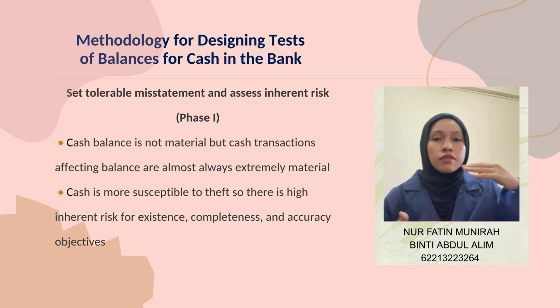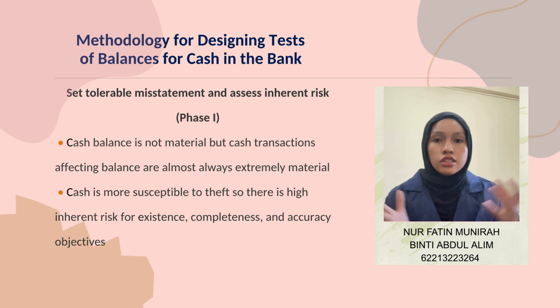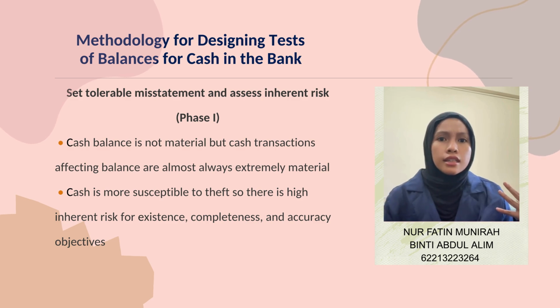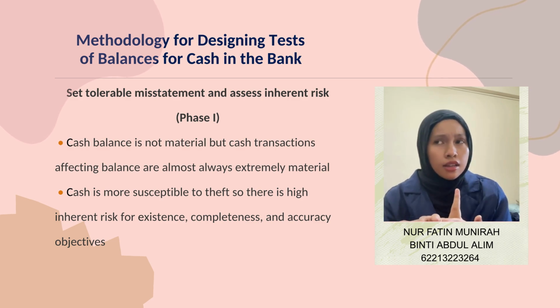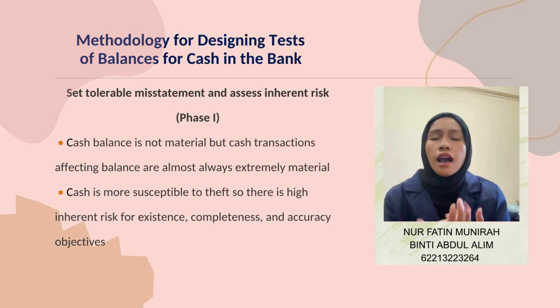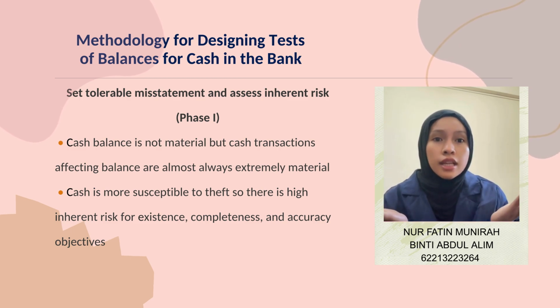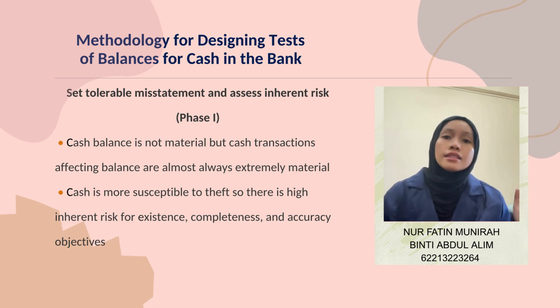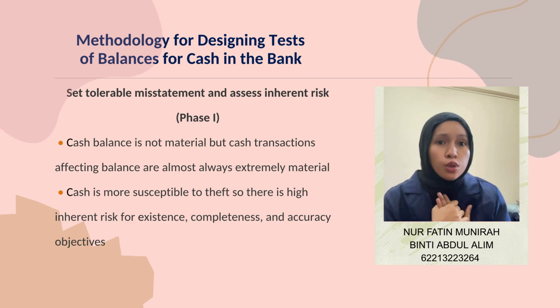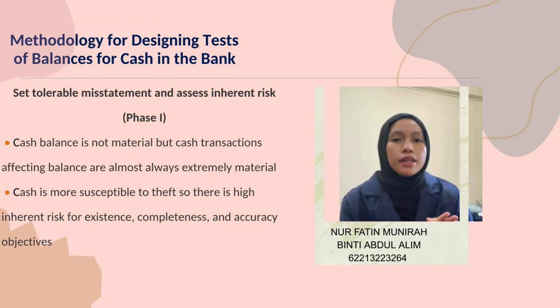especially in relation to 3 key audit assertions. The first is existence: is the cash actually there? The second is completeness: are all cash transactions recorded? And the last one is accuracy: are the amounts correct? So, as a result, even a minor control failure can lead to material misstatement.